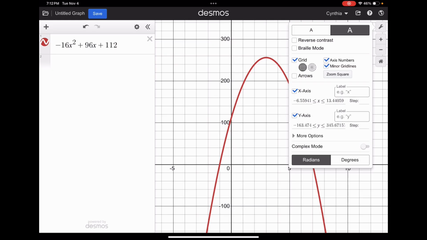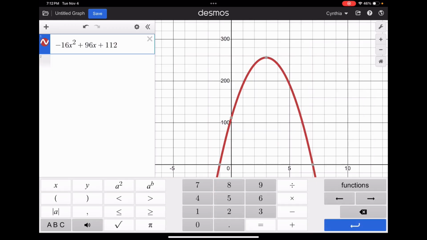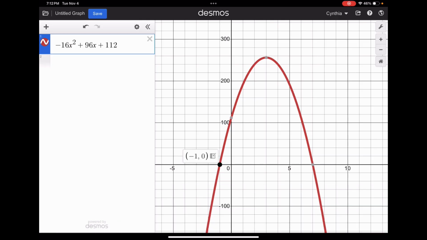To see what I'm asking for, you want to make sure your equation is selected. So it's got to be highlighted. When that happens, you have little tiny faint gray dots that show up. One there, one there, one there, and one there. Okay? Well, at -1, 0, that's an x-intercept. 0 and 112, that's a y-intercept. I'm going up and around. The top, that's your vertex, 3 and 256, which we already got. Back down to 7.